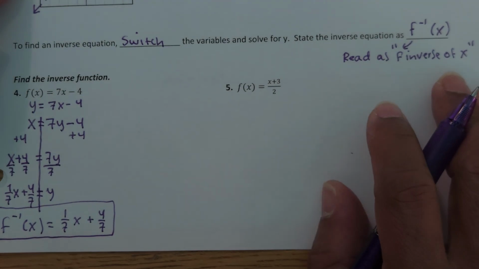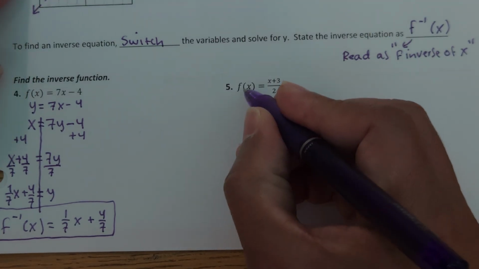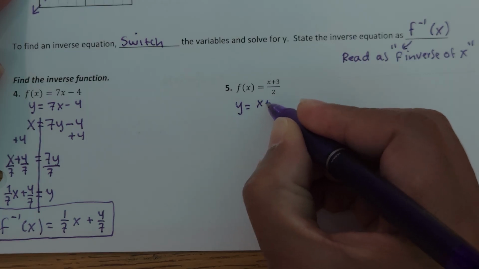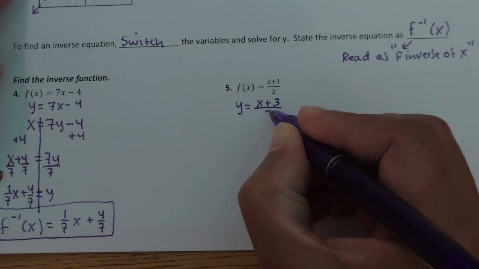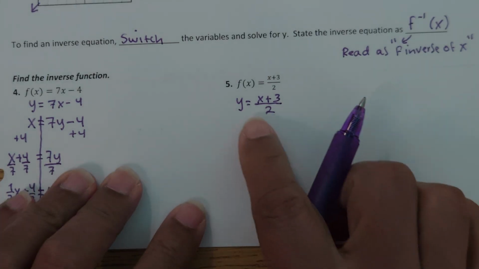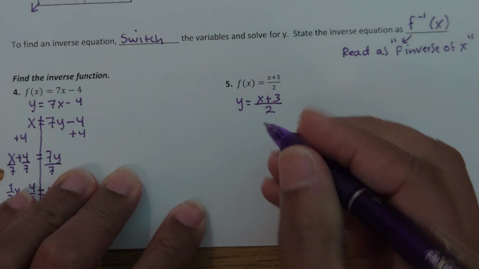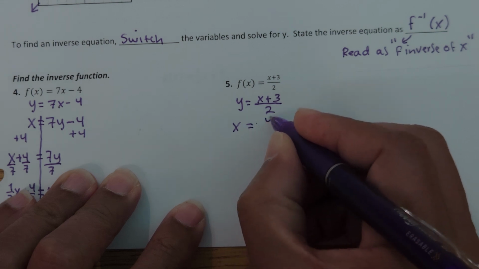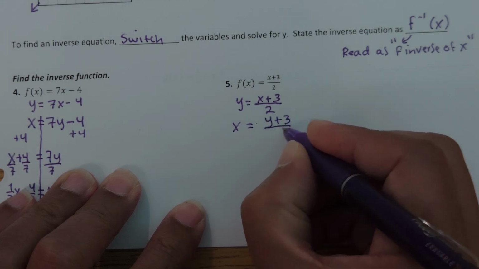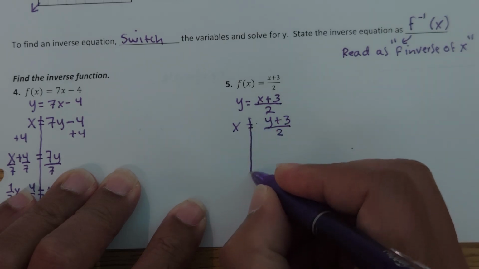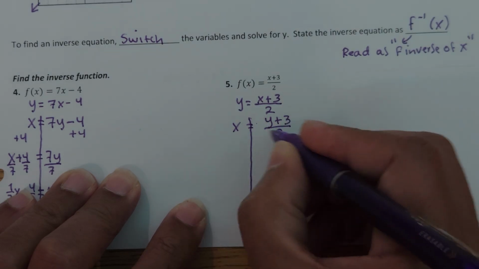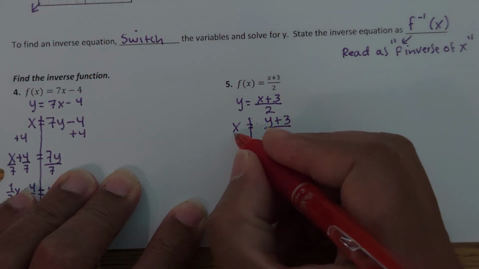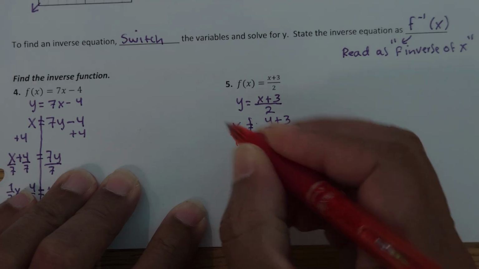I'm going to do one more example. Same process, I'm going to switch f of x equals to y equals. So this is x plus 3 over 2. Then what I need to do next is switch the x and the y. So this becomes x equals y plus 3 over 2. And then the goal is to get the y by itself. So there is an implied 1, an implied 1 under x.